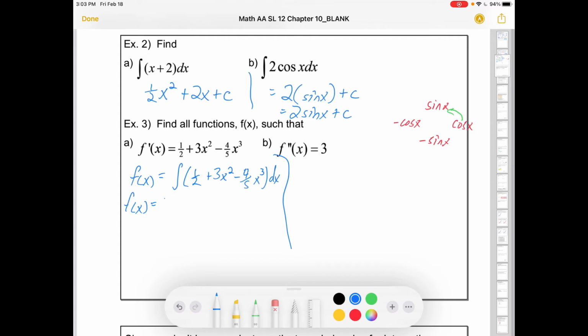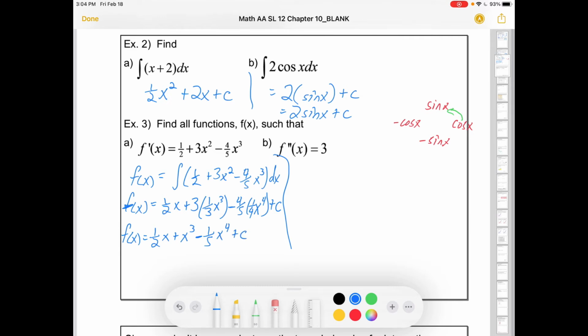So 1/2 is going to turn into 1/2 x. The 3x squared is going to turn into, the 3 stays, 1/3 x cubed. Now, if you just looked at 3x squared and said, "Oh, I know that comes from x cubed," that's great. Anytime you can skip a step, please feel free. x cubed is going to turn into 1/4 x to the 4, and we have a plus c. So f of x is going to be 1/2 x, or you can write it as x over 2, plus x cubed minus 1/5 x to the 4.